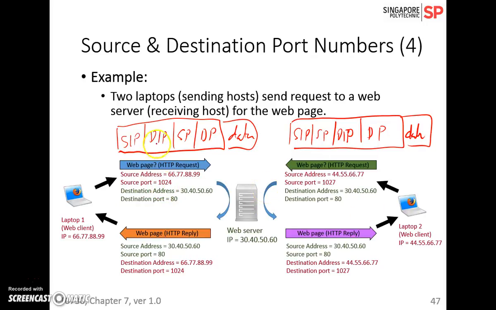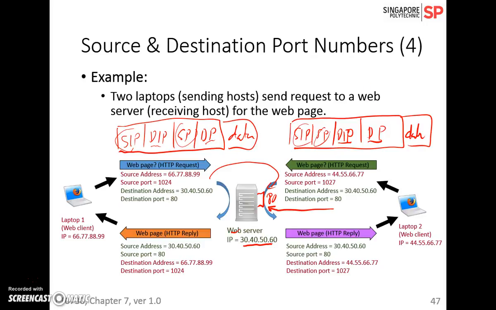Obviously, this destination IP will be the same because they are going to the same web server. The destination port will also be the same, because this is a web server. They are both connecting to port 80. What will be different will be the source IP and source port number. This will actually be different.